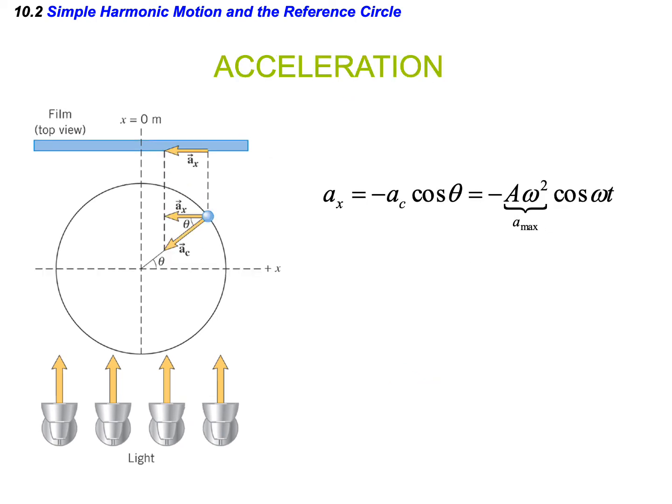Okay, so we know if an object is in circular motion, we have a centripetal acceleration. We learned that, which is v squared over r.